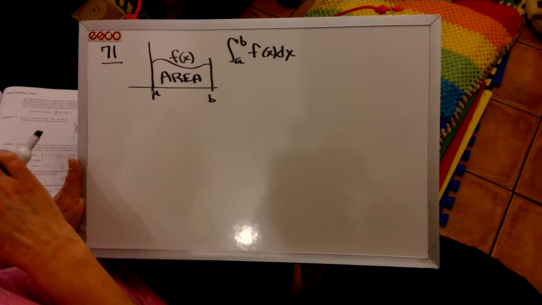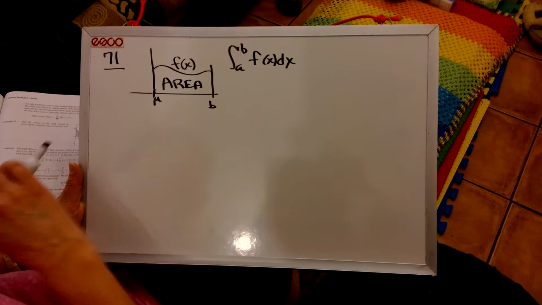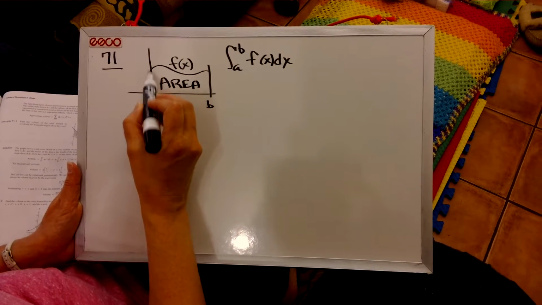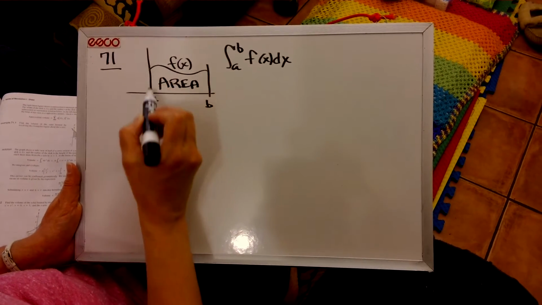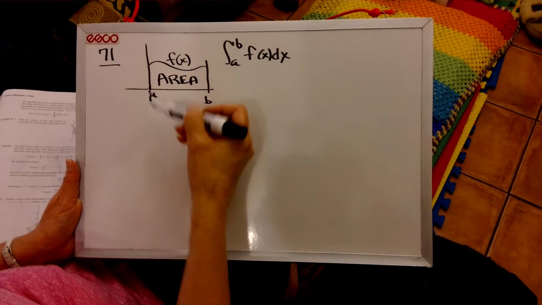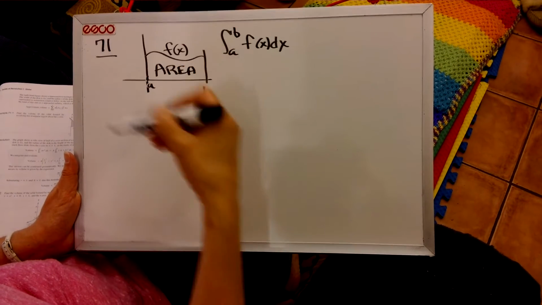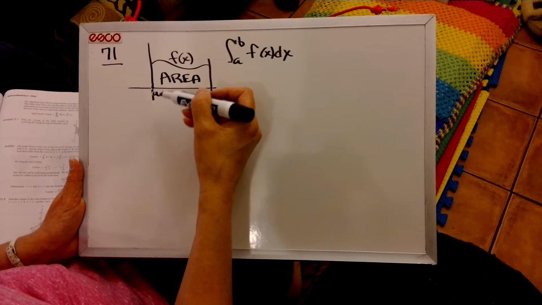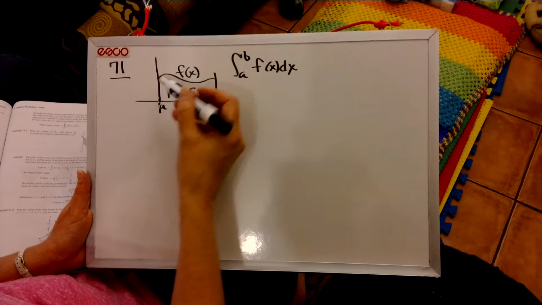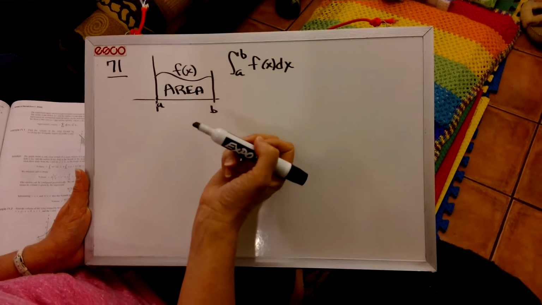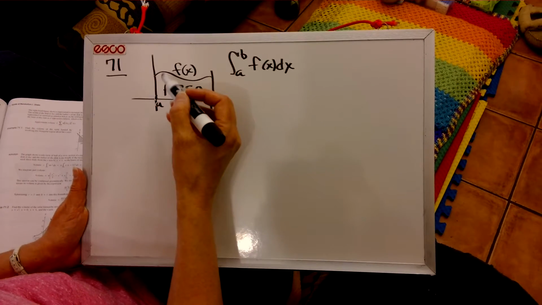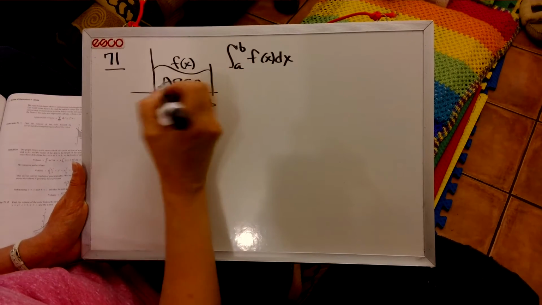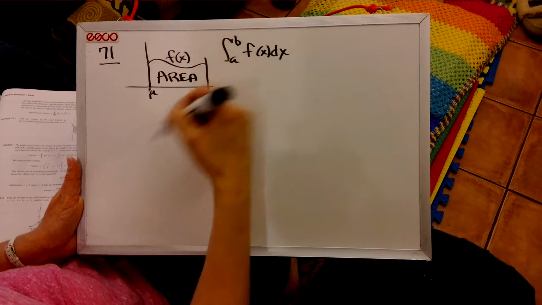And look at your book on 71, they have some very good drawings. And you'll see where this area right here is rotated about the x-axis to make a three-dimensional figure that we find the volume of. And so the figure is split into discs instead of rectangles. They're split into circles or discs.